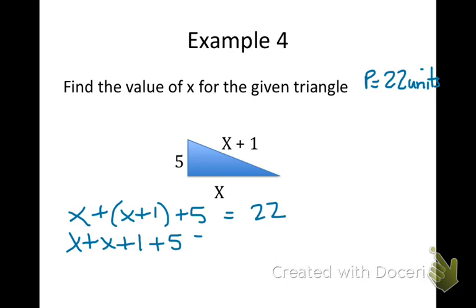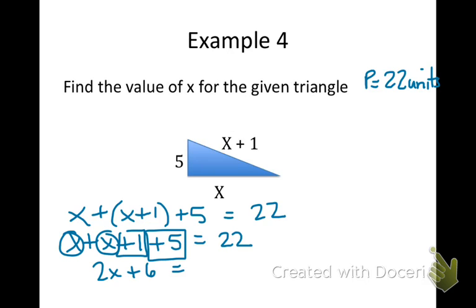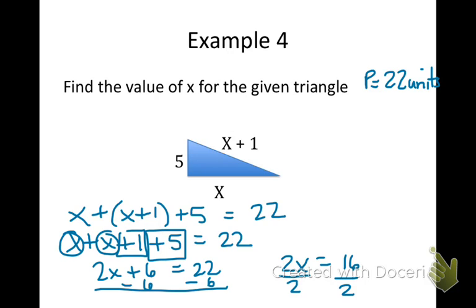So you could have written this first, combine like terms, so we get 2x plus 6 equals 22, subtract 6, and divide by 2, so that x is equal to 8. And then you could check your work.